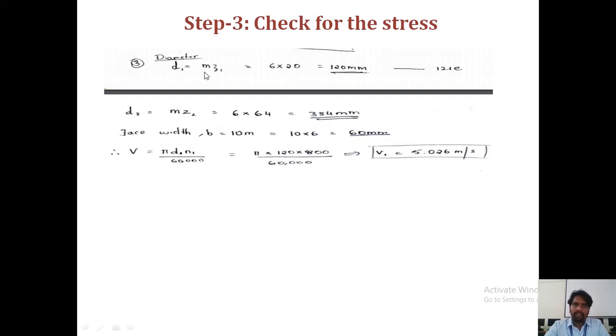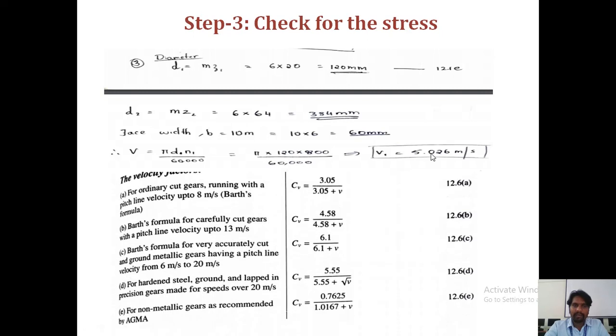To check that, once you know the module, the diameter is not known, so by using the simple relation d is equal to m z, calculate d1 as m times z1. Same thing, d2 is equal to m times z2, 6 into 64, we are getting 384 mm. So face width is given by b is equal to 10 m. Since m is known, it becomes 60 mm. Calculate velocity, pi d1 n1 by 60,000. Once the diameter is known, we can calculate velocity. Velocity is 5.026 meter per second.